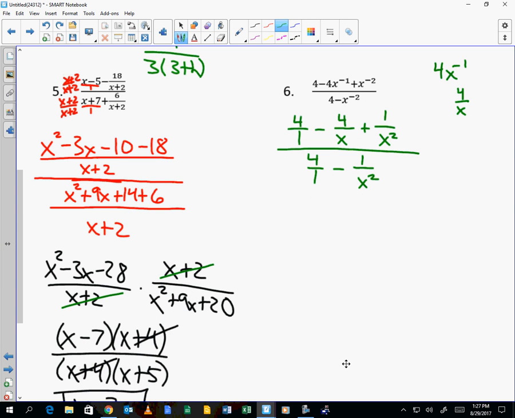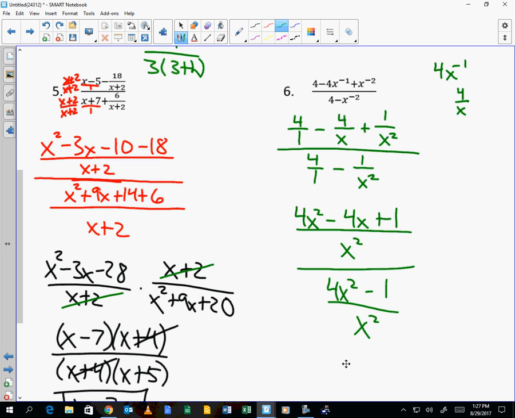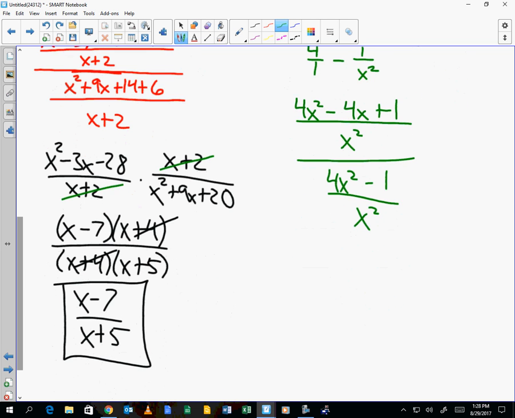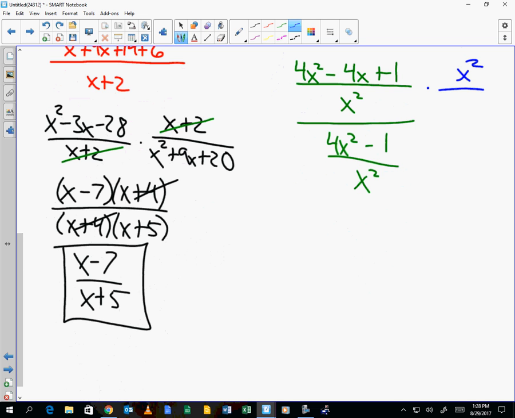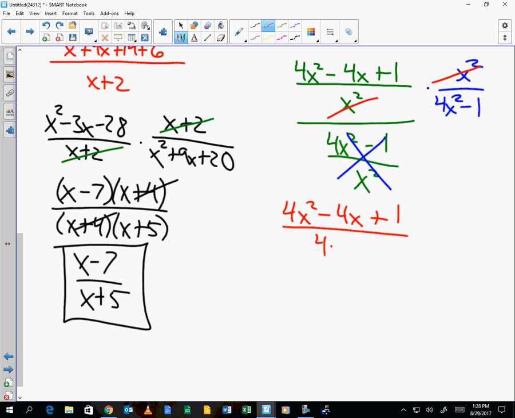Okay. What's the common denominator in the top? So I have a 4x squared minus 4x plus 1 all over x squared. And in the denominator, the common denominator is x squared as well. So I have 4x squared minus 1 all over x squared. Okay, so last of all, multiply by the reciprocal, x squared over 4x squared minus 1. I see that the x squareds do cancel. And I'm left with 4x squared minus 4x plus 1 over 4x squared minus 1.